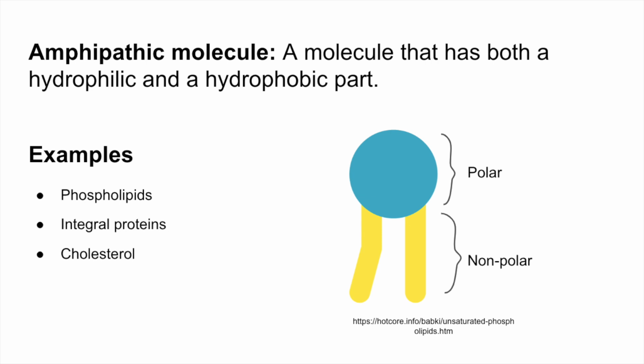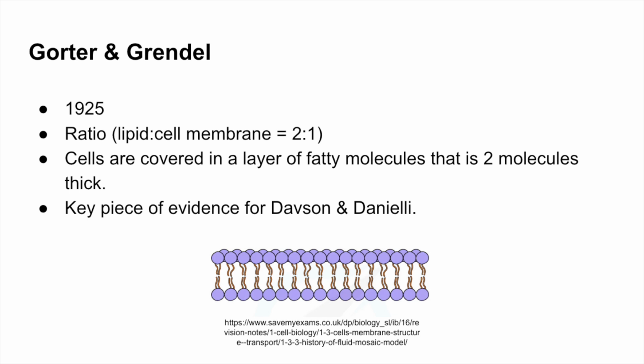Well, it all started with Gorter and Grendel. In 1925, they suggested that the ratio of total lipid surface area to total cell membrane surface area in the plasma membrane is 2:1. Hence, they concluded that cells are covered in a layer of fatty molecules that is 2 molecules thick. This was a key piece of evidence for Davson and Danielli.